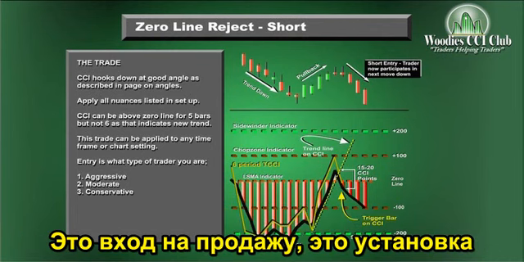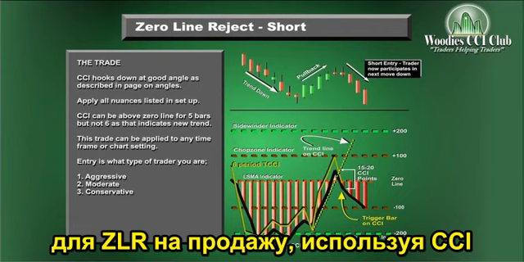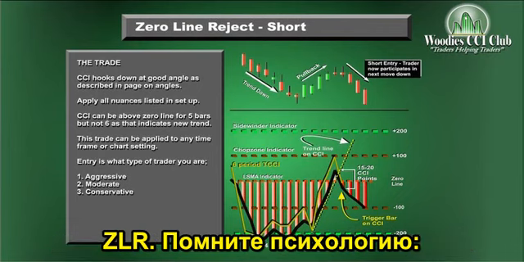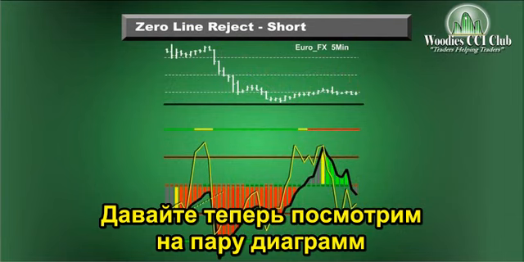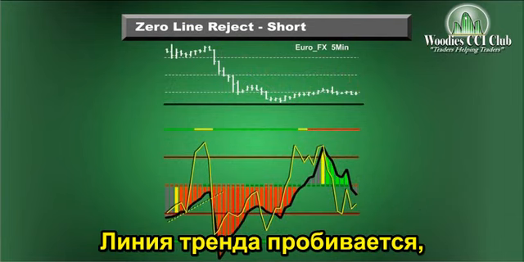That's the setup for a short using the CCI. Zero line reject. Remember the psychology. Buying the dip, selling the pullback. So let's look at a couple charts now. Got a trend line break.